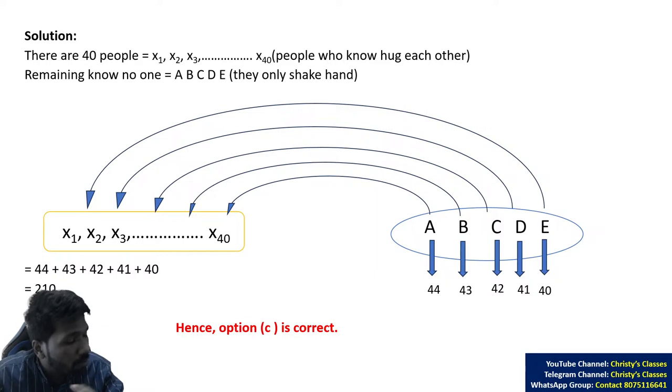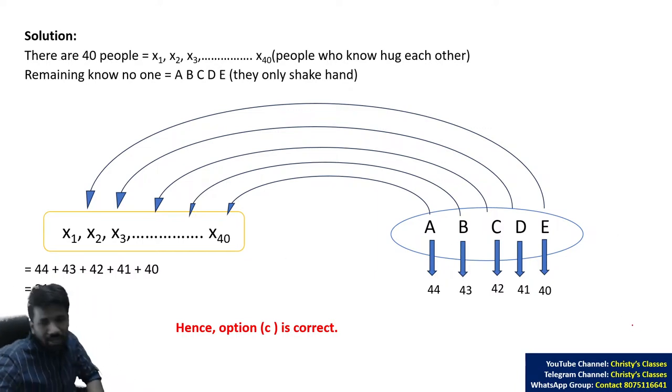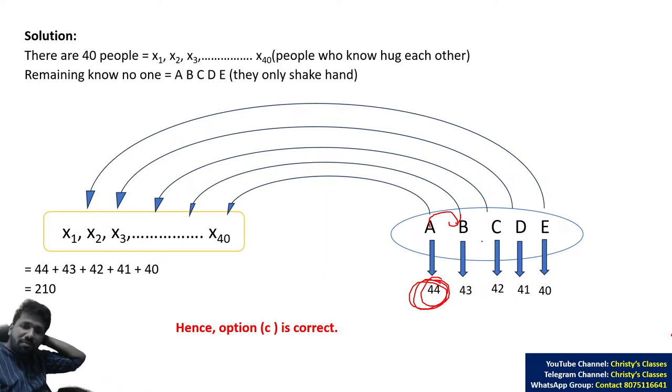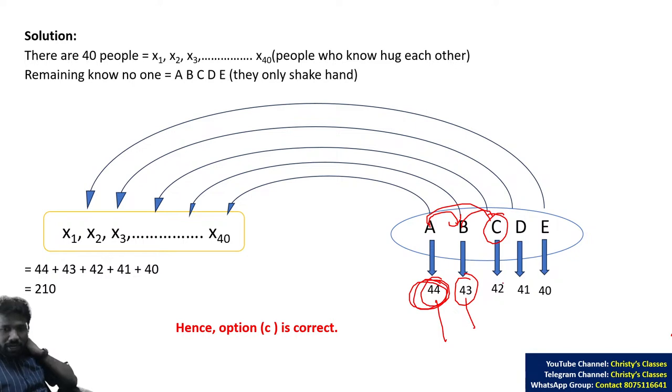So here even the permutation combination formula is not needed because there are just 5 people and you can manually count them. A 44 handshakes, B 44 handshakes, but the A to B handshake is already counted in this 44, so no need to repeat that. So B will handshake with everyone else except A, so 43 handshakes only. C already handshook with A and B, that is counted in these two numbers. That is why 42 more. D 41 more because 3 handshakes already done. E 40 more because 4 handshakes already done.